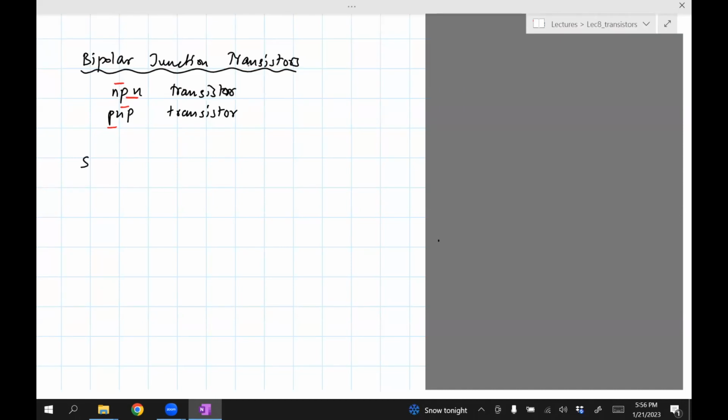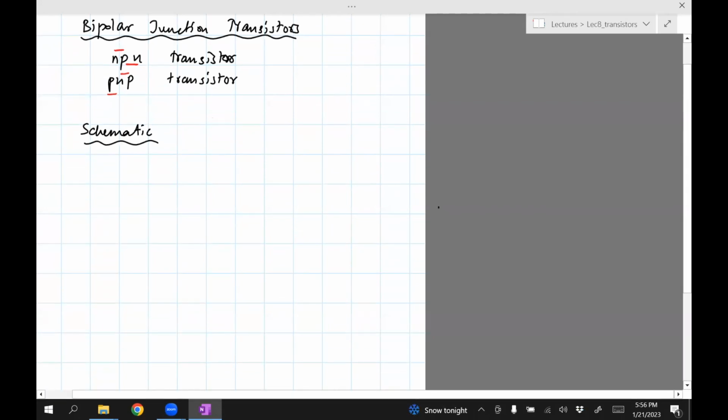Okay, here's the schematic of the NPN transistor. So N, P, N. One of these N is called the collector. The other one is called the emitter. And the middle one is called the base.